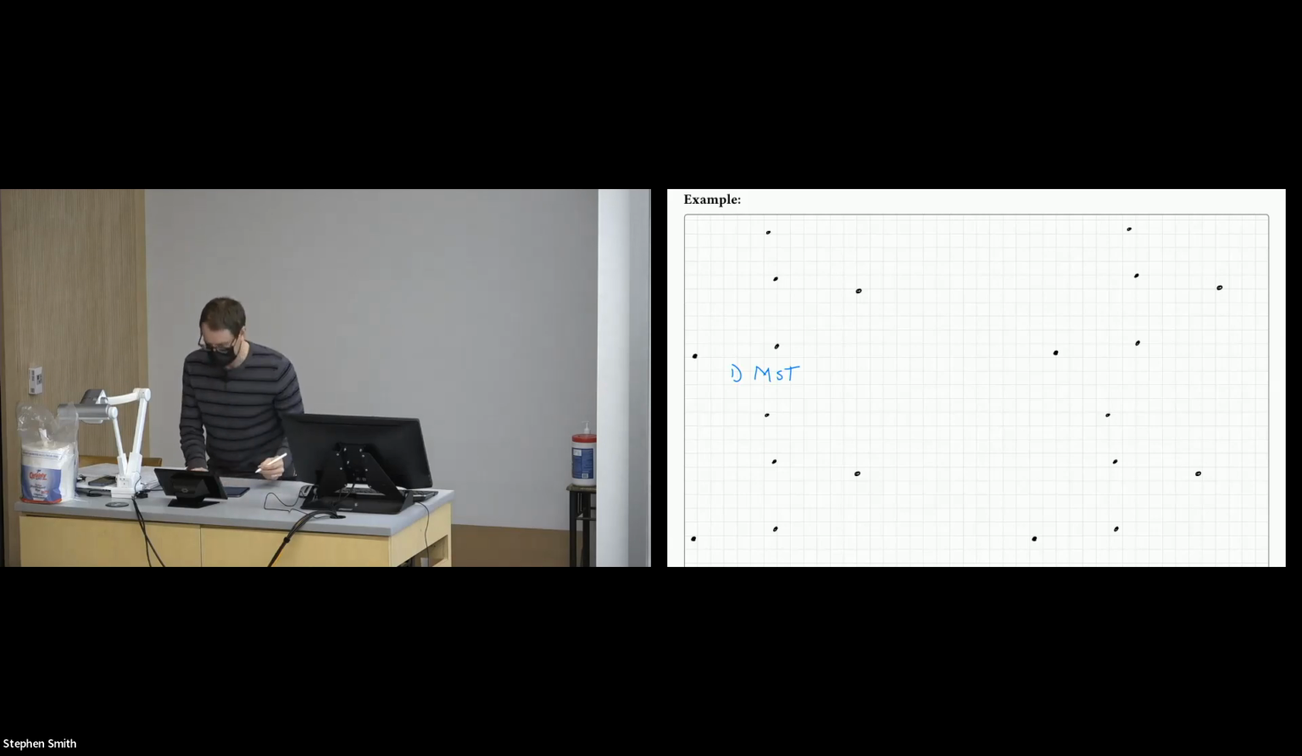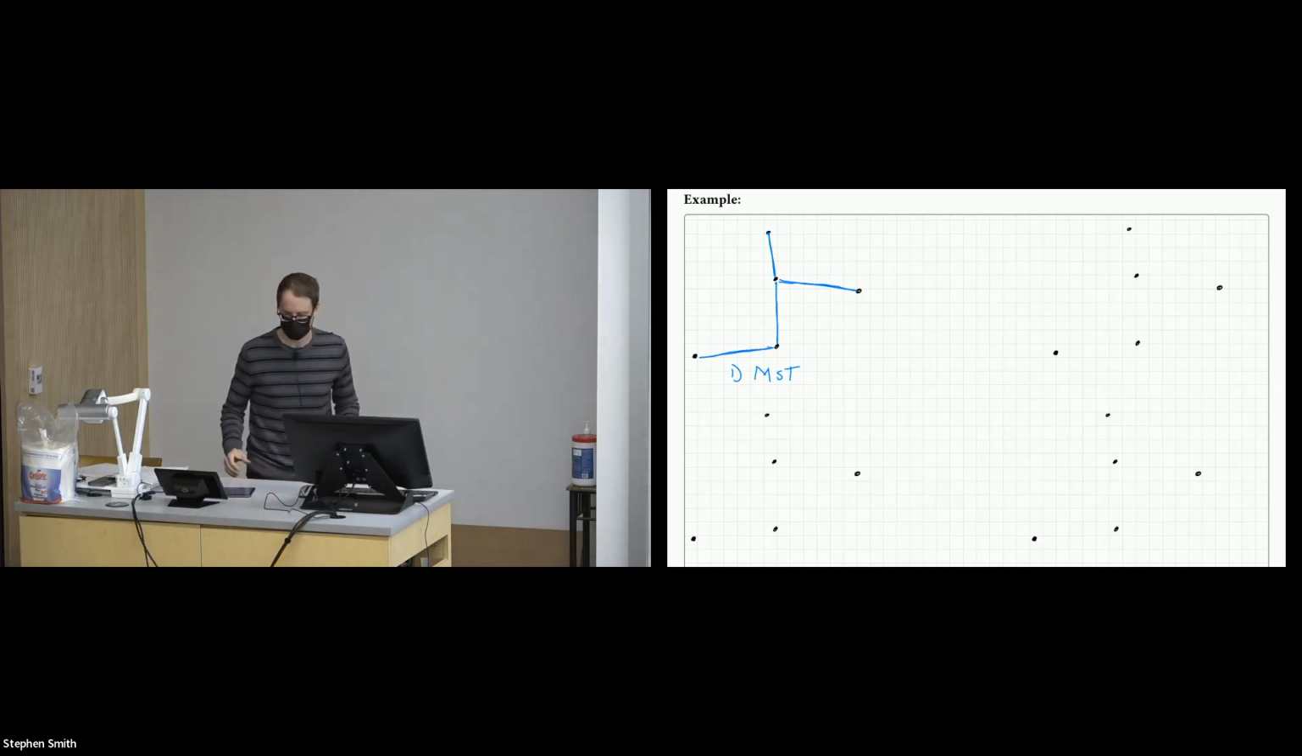Okay, so I just successively add the shortest edge that doesn't create a cycle, right? So it might be this edge, then I don't know. Often in these Euclidean ones, it's a little hard to even decide what are the shortest edges, but there's a lot of ties. But let's say that's my minimum spanning tree.